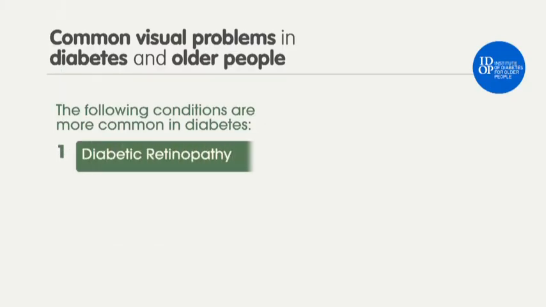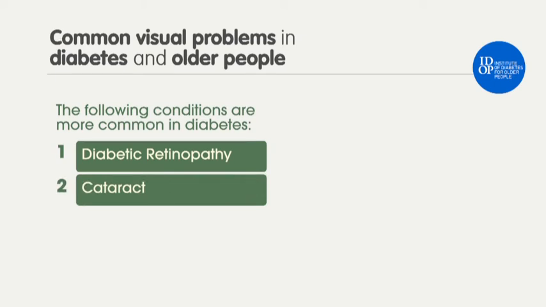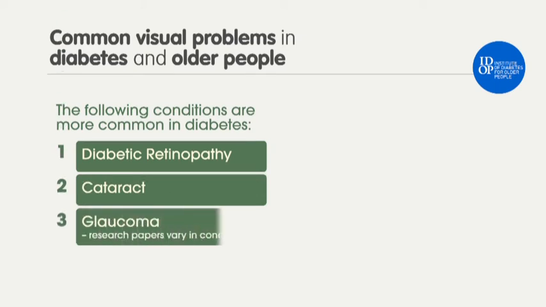The eye conditions that are more common in diabetes are diabetic retinopathy, which is a condition that affects small blood vessels of the eye, cataract, a condition affecting the lens, and glaucoma, a condition affecting the nerve at the back of the eye that can affect peripheral vision.